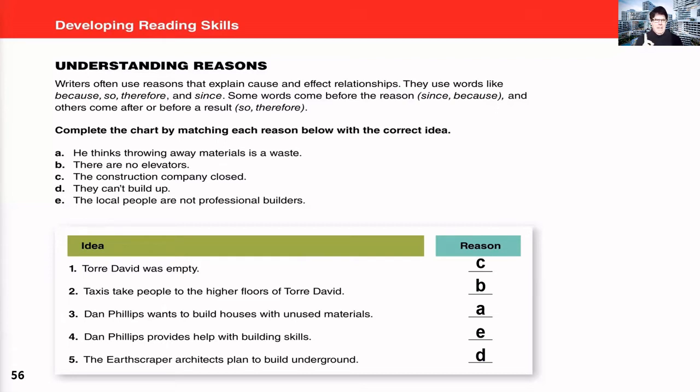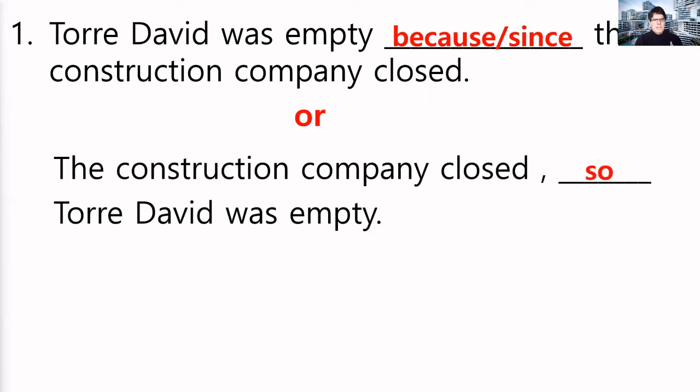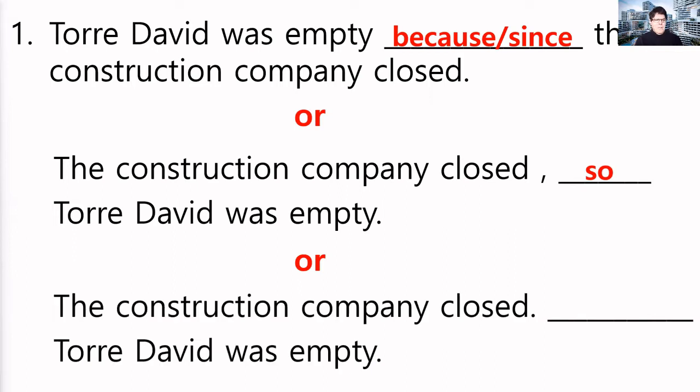All right, there's a countdown coming up next. Don't worry about that. There's nothing you really need to do. So here we go. Oh, never mind, no countdown. This is the example, sorry, my mistake. The example or examples I used for Torre David, here they are. So Torre David was empty because the construction company was closed, since the construction company was closed. Or the construction company closed, so Torre David was empty. Given another one. The construction company closed, therefore Torre David was empty.